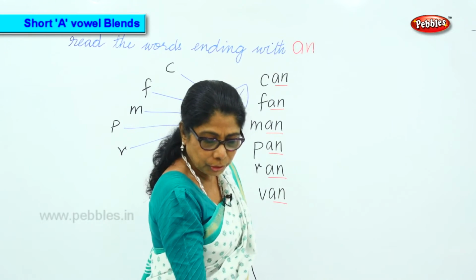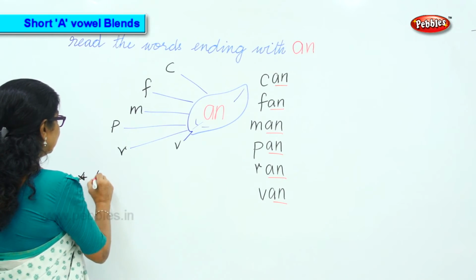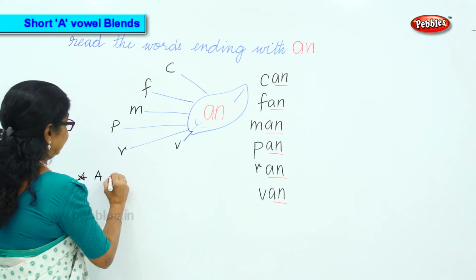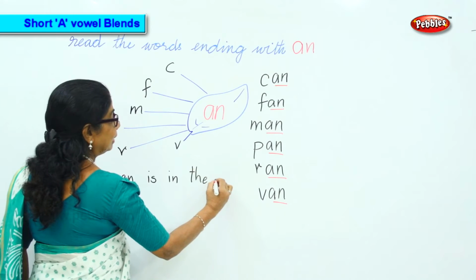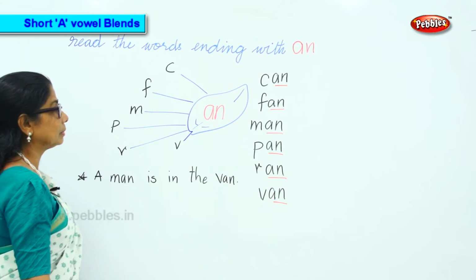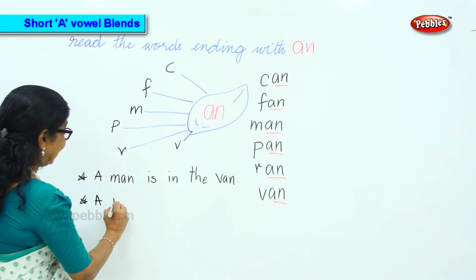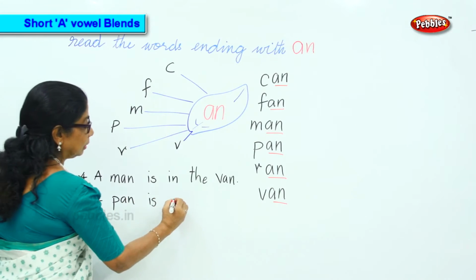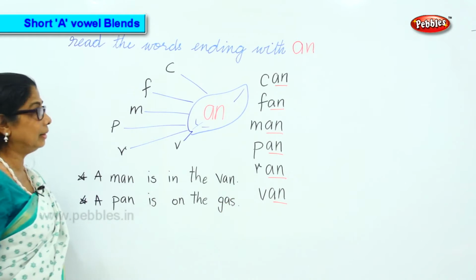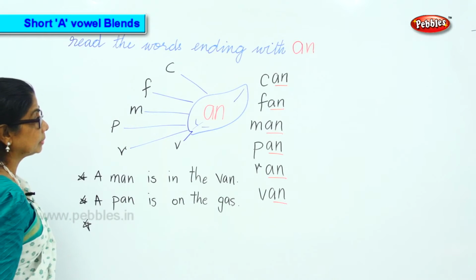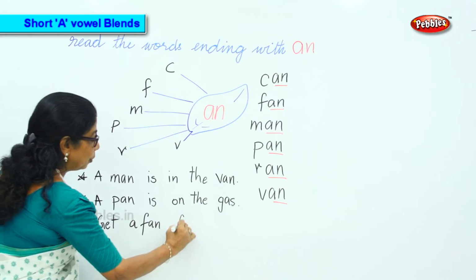Now could we make some sentences using some of these? Okay, here we go. A man is in the van. Where is the man? In the van. Okay. Next one. A pan is on the stove or on the gas. We have put a pan for cooking. Fan. Get a fan for man.